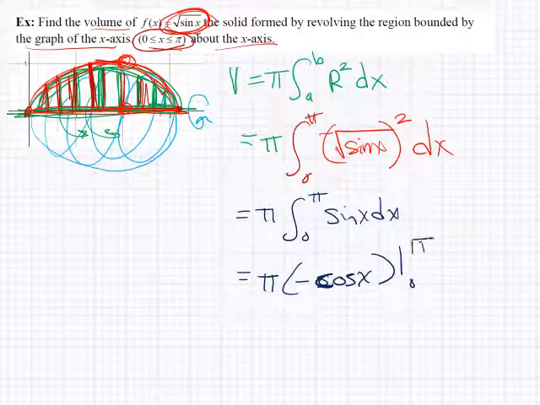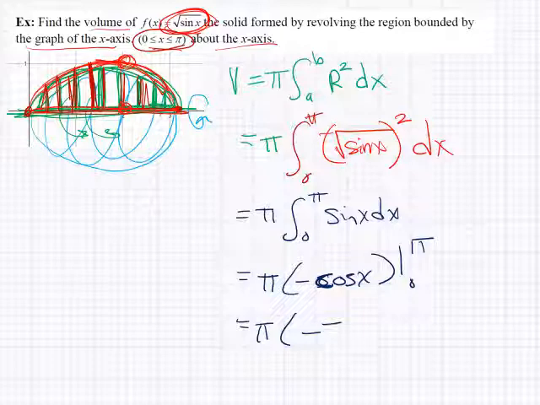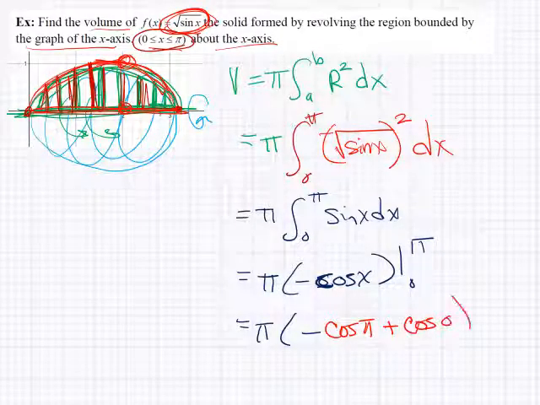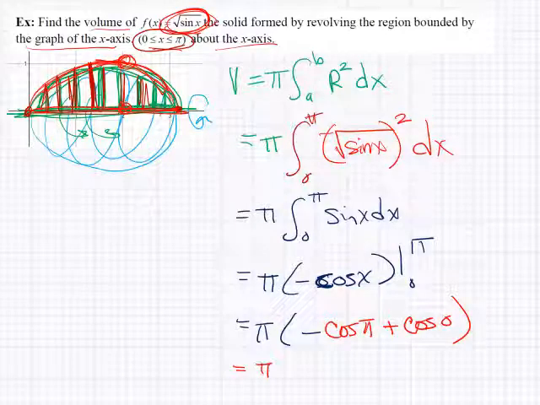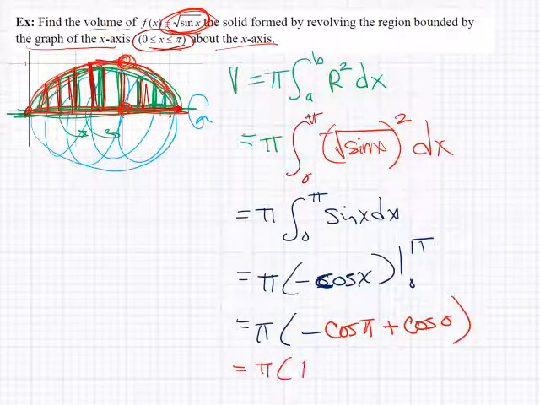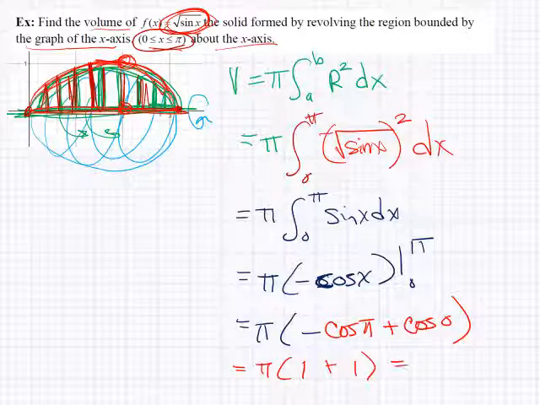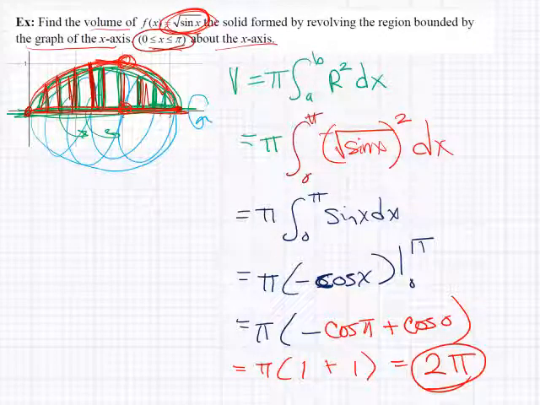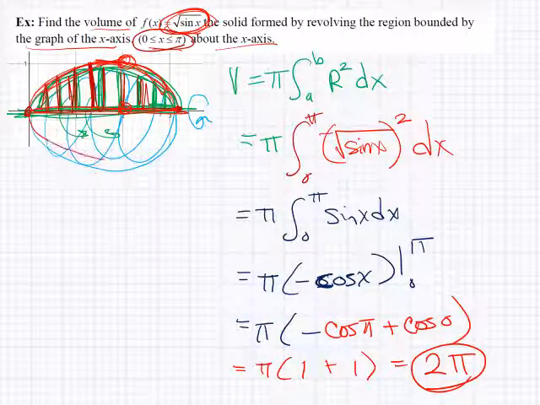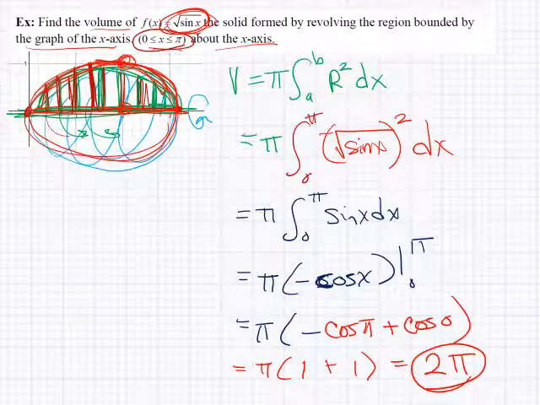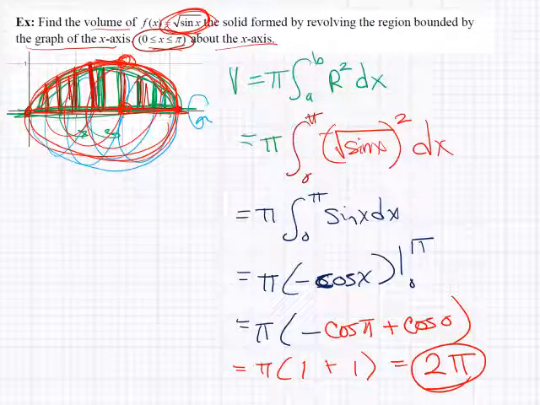from 0 to pi. Then I have pi times negative cosine of pi plus, because it's double negative, cosine of 0. Well, cosine of pi is negative 1, so I'm going to get positive 1. And cosine of 0 is 1. So in the end, I get 2 pi. So the volume of this three-dimensional figure, kind of like a football shape here, would be 2 pi.